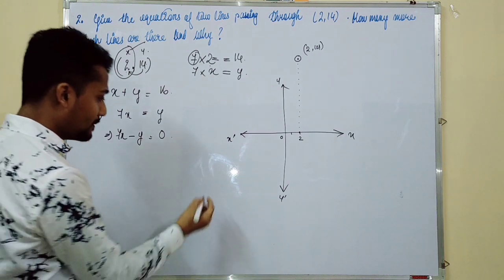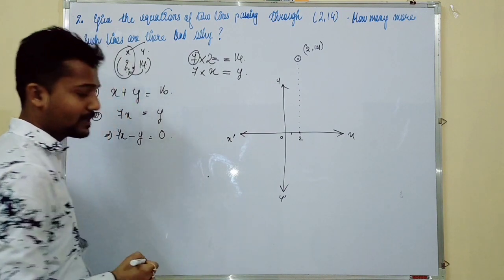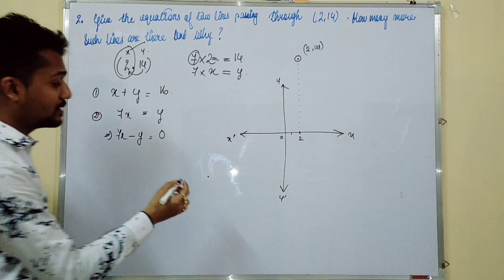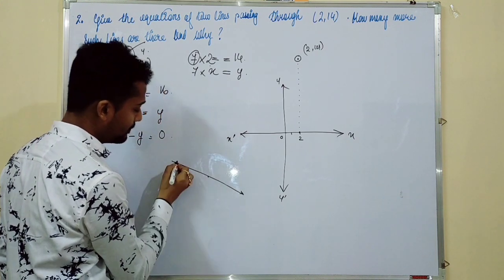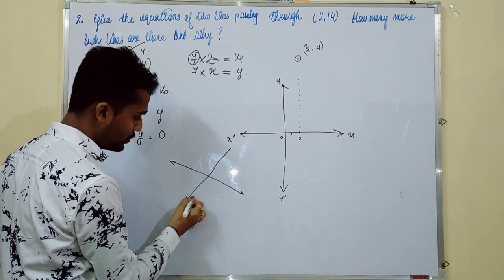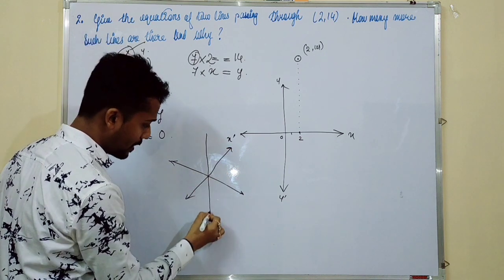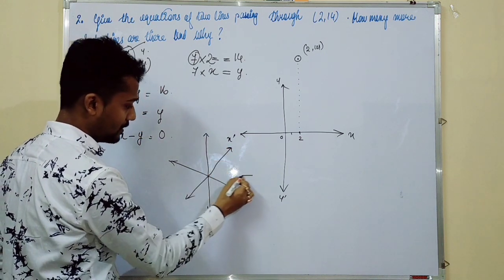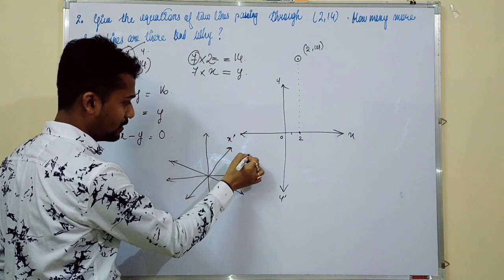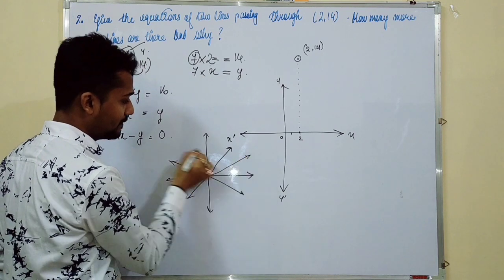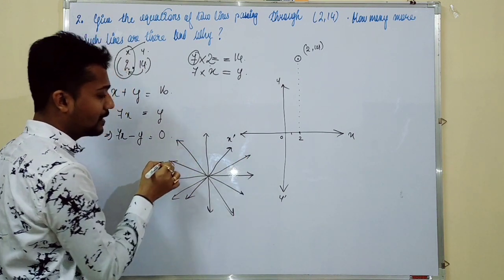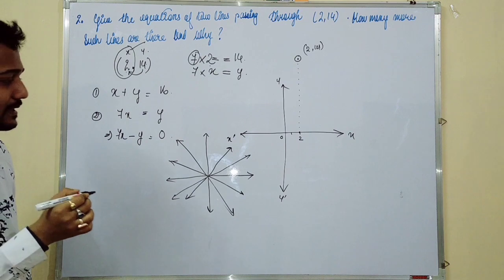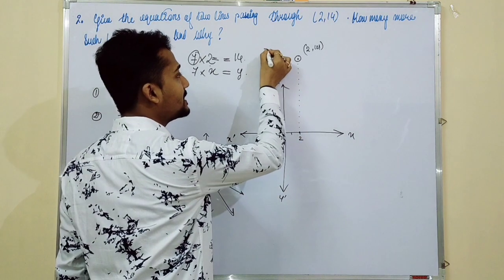Now, this is just a simple point. How many lines will pass through this given point? 1, 2, 3, 4, 5, 6, uncountable, isn't it? The same concept applies here.